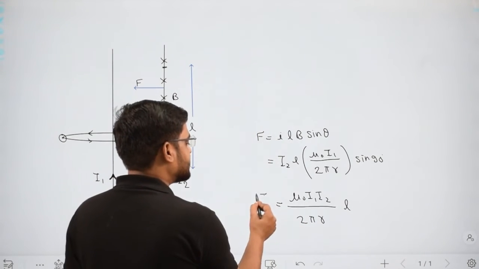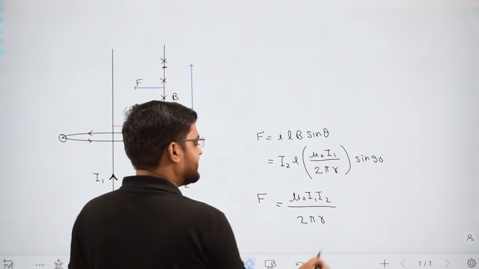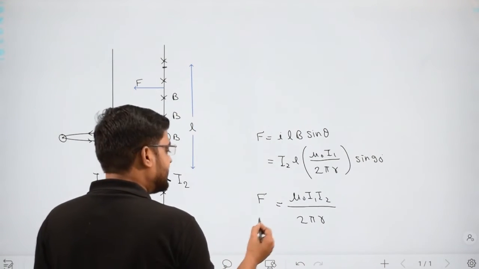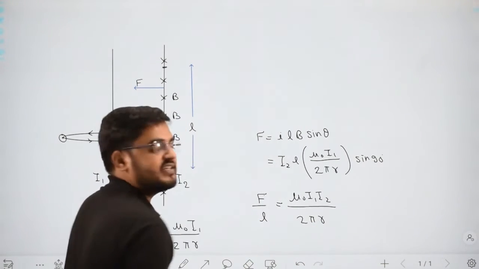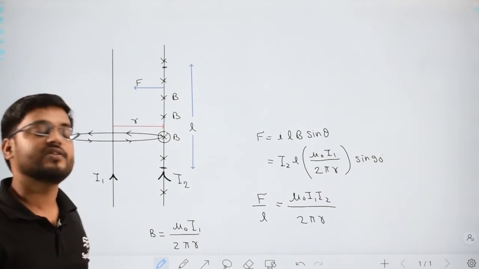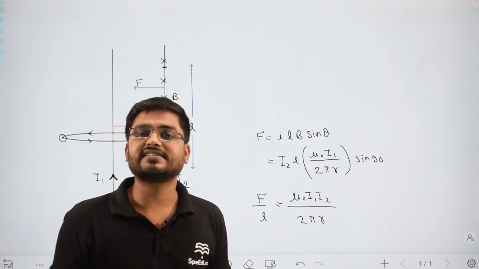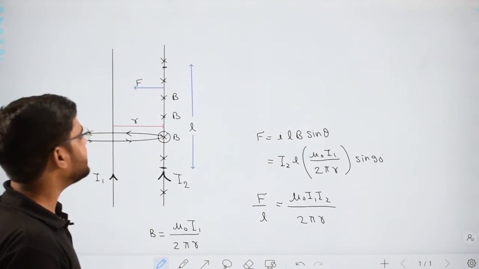And that's your force. So if this L comes here in the denominator, then we will be saying that our force per unit length is nothing but this. Why are we finding force per unit length? Because the longer this wire is, the bigger the force is going to be. So force per unit length is given by this expression. What about force on this wire?